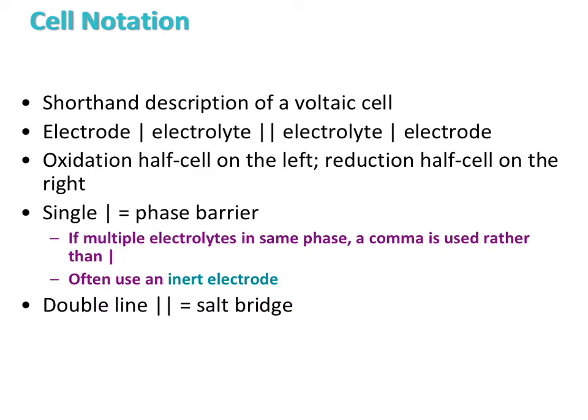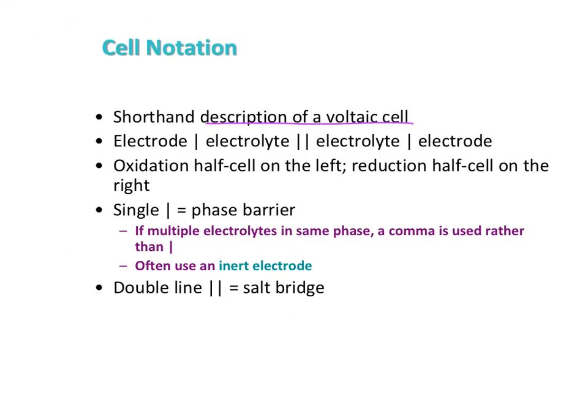So now we're going to learn about cell notation, which is a shorthand version to describe a cell. So this is the structure of all of this. We have an electrode and then we have a line. These single straight lines indicate a difference in phase. And what that means is you'll have a solid and an aqueous separated by this line.